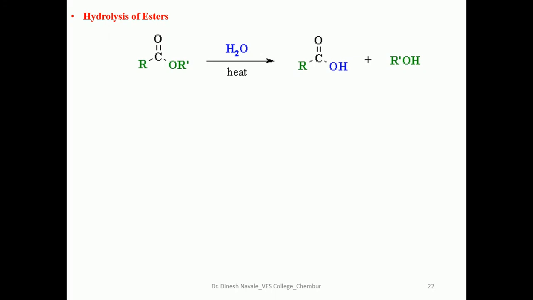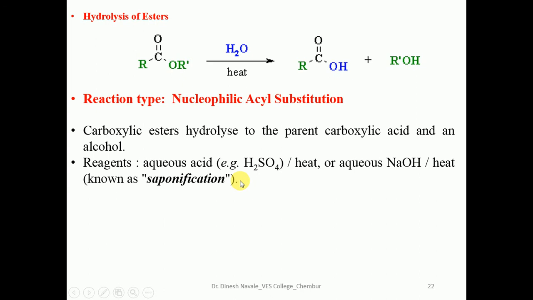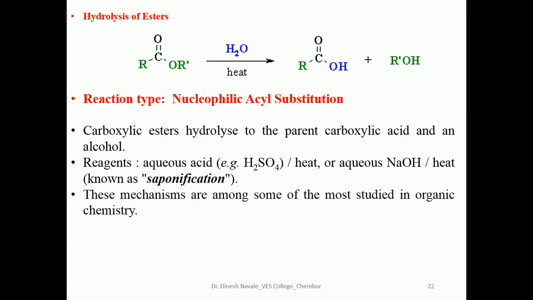So for hydrolysis of ester, we have already seen the mechanism of this reaction. The reaction type is called what? Nucleophilic acyl substitution. Carboxylic ester is hydrolyzed to the parent carboxylic acid and an alcohol. That means this ester is going to be hydrolyzed into the carboxylic acid and alcohol. The reagent, if it is acid catalyzed, will be aqueous H2SO4, sulfuric acid. If it is base catalyzed, it will be aqueous NaOH. Then it is also called saponification.